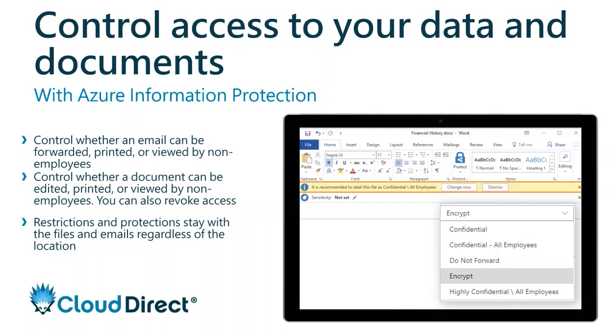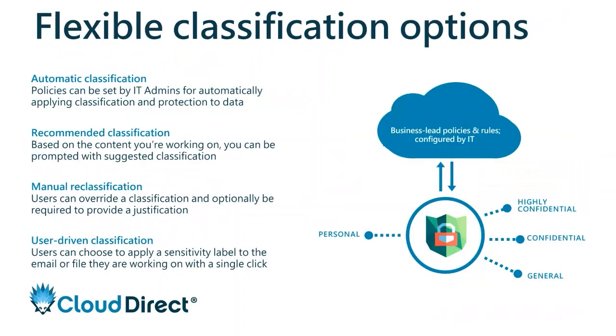But some of the features that you can do is you can control whether a document can be edited, printed, viewed by non-employees. You have the ability to revoke access even if it's been sent externally. You can get notifications if it's forwarded to other people, and there's also a web view where you can see where that's been opened as well.